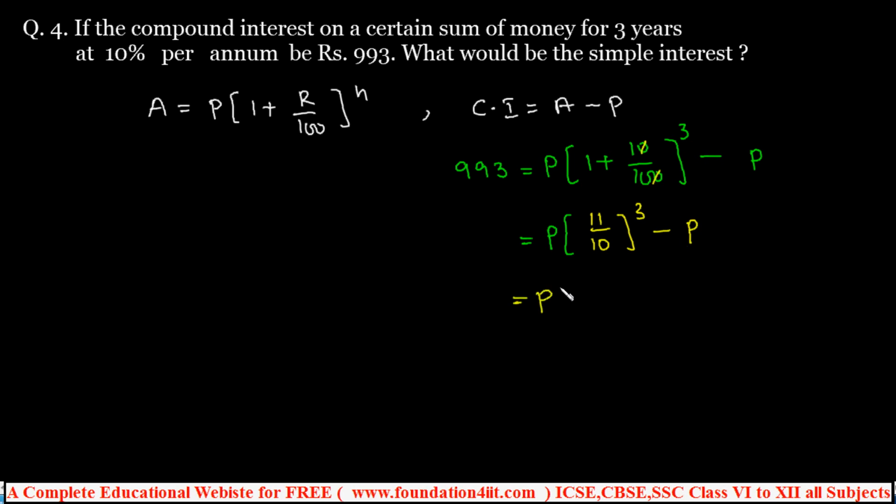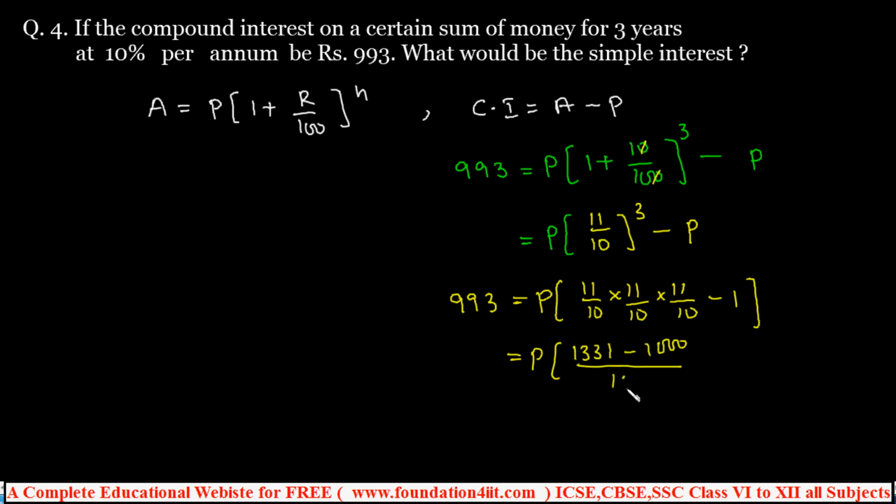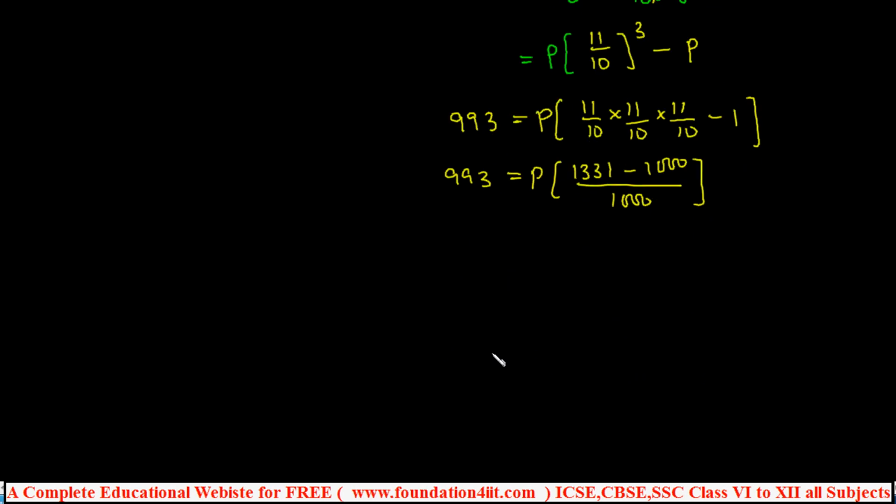Next, let me take P common. So 11 by 10 three times, 11 by 10 into 11 by 10, and minus 1 because I took P as the common factor, that is 993. Using this we'll find the P value first. 1 means 1 by 1, so taking the LCM, P into 11 cube is 1331, because 11 three times, minus 10 into 10 into 10 is 1000, by 1000. I just added the LCM within the bracket. Now that is 993.